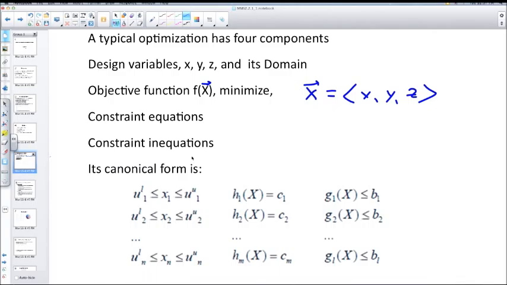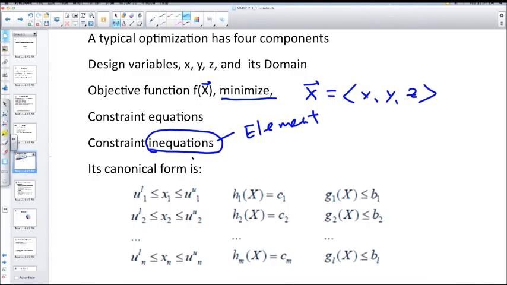And we always try to minimize. You can easily change maximize to minimize by negating this function. And then you have a set of constraint equations and a set of constraint inequalities. That's the new element, different from what we learned last time. So let's look at the mathematical expression.